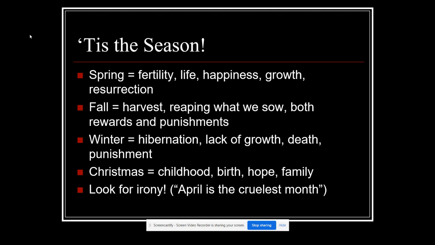All right, and look for any times authors are ironic about their use of these common seasons. "April is the cruelest month" is the beginning of a very famous poem. And the first thing you see when you read that sentence is, why would April be the cruelest month? Usually we think of April as being happy and about life and growth. So the idea that it could be cruel is the first clue to the meaning of that entire poem.